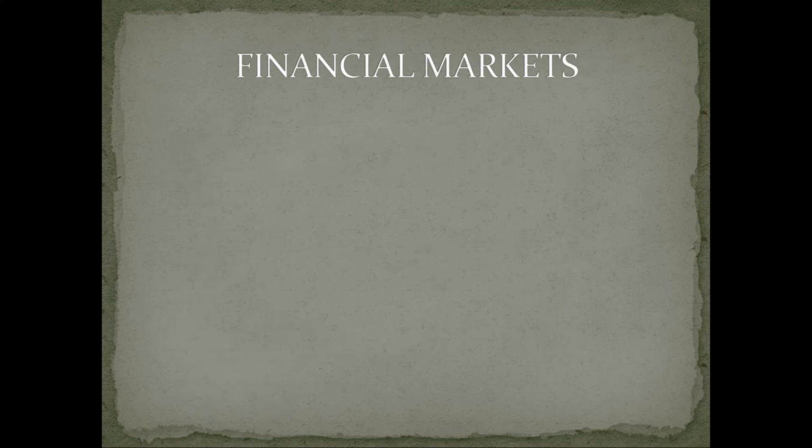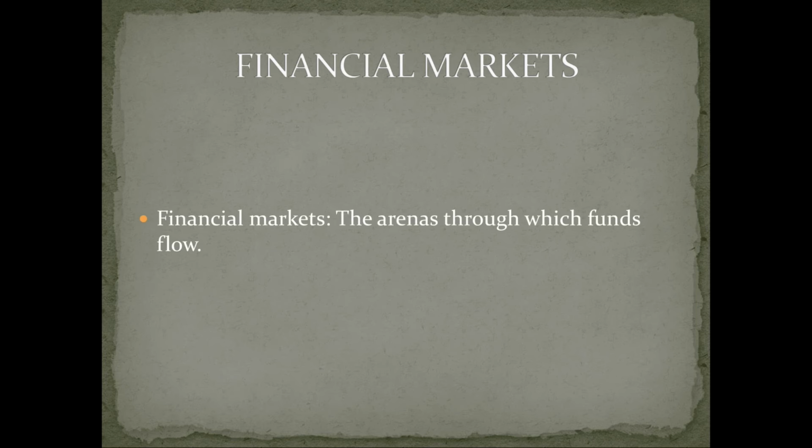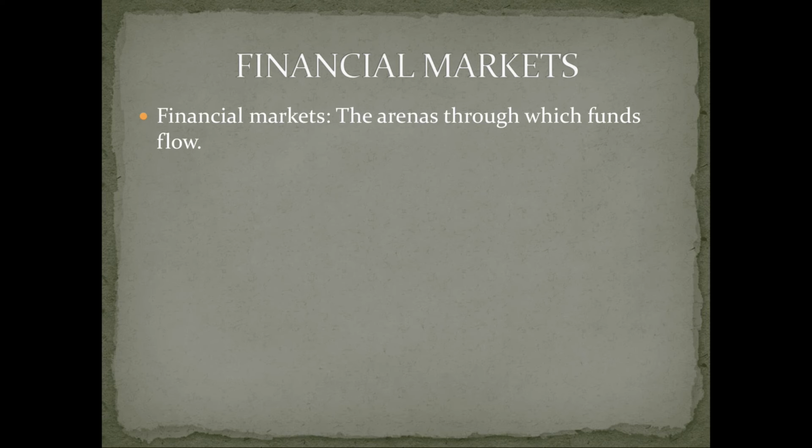So last up, as we go ahead and conclude Chapter 1, is talking about financial markets. As we think back to our primary advantages of corporations in comparison to partnerships and sole proprietorships, the primary advantages with corporations are that ownership can be easily transferred and that money can be raised more easily. Why is this so? It is so because of these financial markets. So financial markets are simply the arenas through which funds flow.